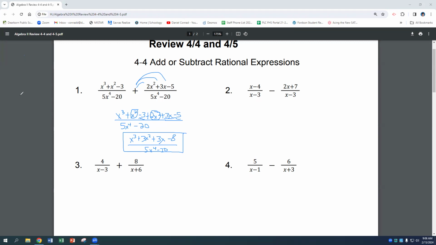Same thing for number 2. We have the same denominator. Okay, so our same denominator is x minus 3. All right, so I'm going to combine these: x minus 4, and I need to distribute the negative, so it's going to be minus 2x and minus 7 because we're distributing the negative. So then I get negative x minus 11 over x minus 3. And there's my solution for the second one.